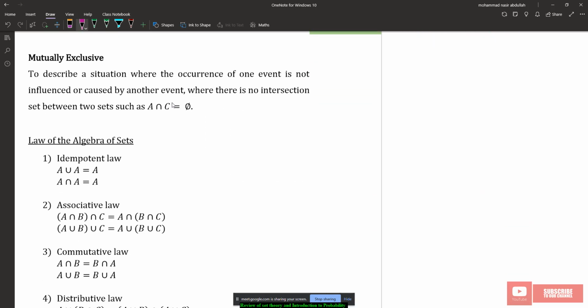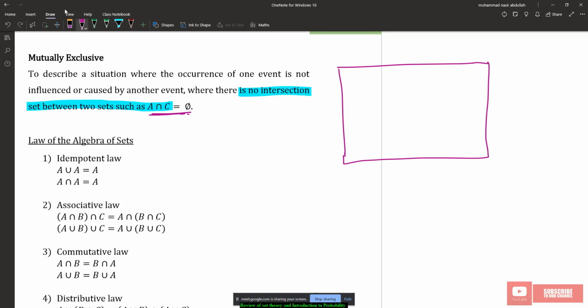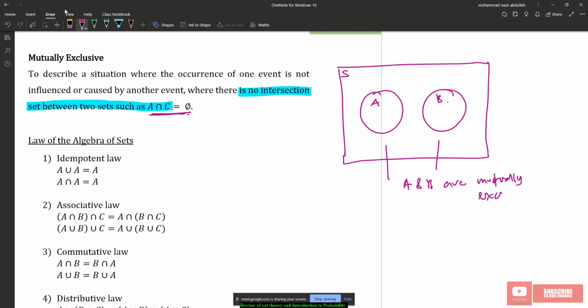Now, let's look at another term in set theory, which is mutually exclusive. Mutually exclusive describes a situation where the occurrence of one event is not influenced or caused by another event, right? Where there is no intersection between two sets, which is set A intersect C is equal to the null set. So let's draw the sets in a Venn diagram. Let's say we have a sample space. We have two sets, A and B. When these two sets have no intersection, we can say that A and B are mutually exclusive, and A intersect B is equal to the null set.